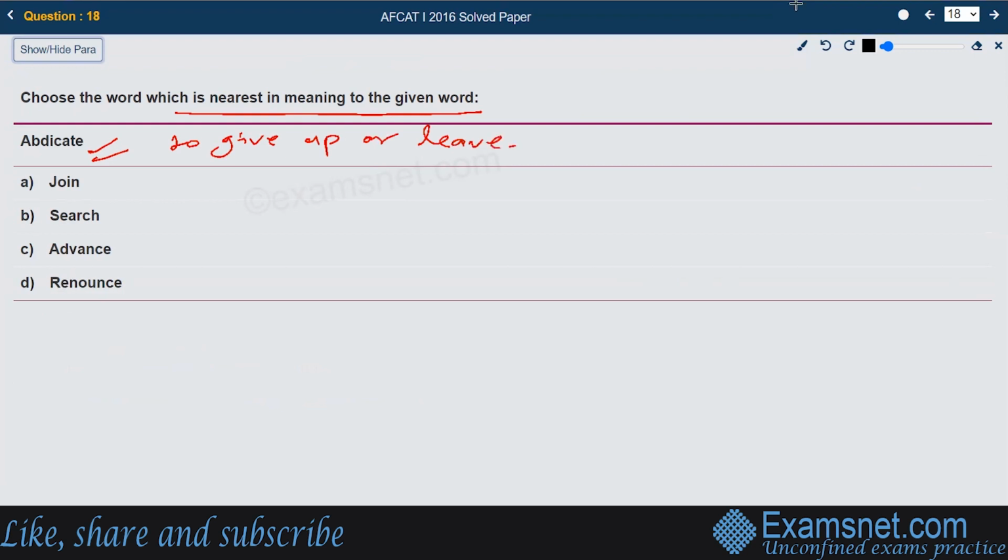So let's look at the synonyms. Okay, join, search, advance, and renounce. So the right word is renounce. The word renounce also means to give up or to leave. So this is the synonym of abdicate. That means to leave something.